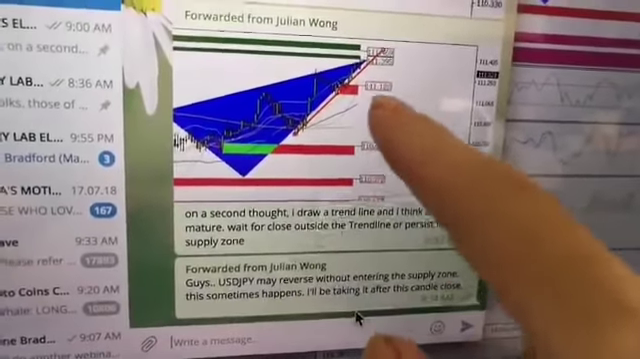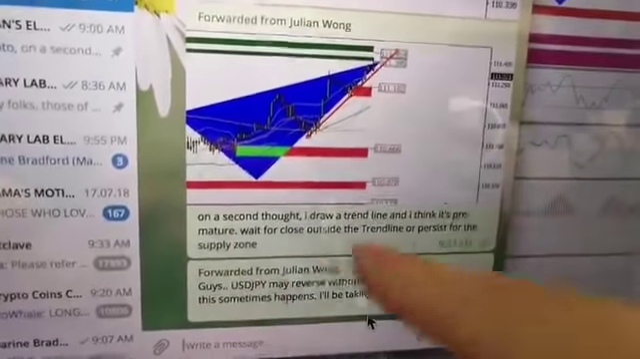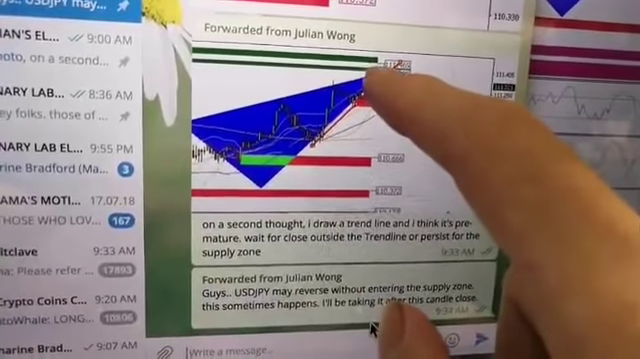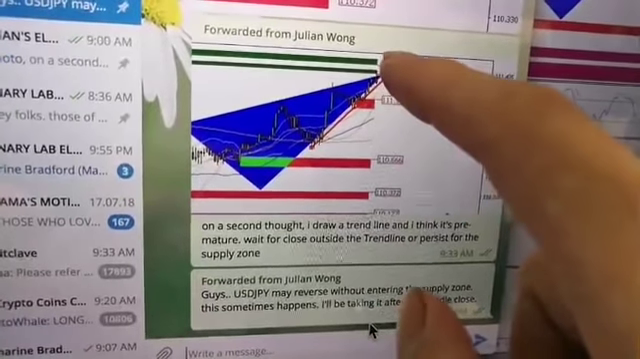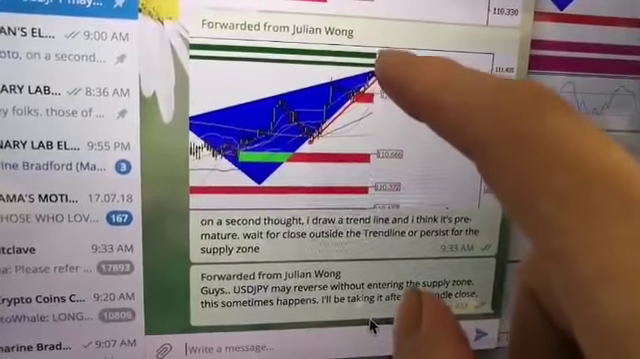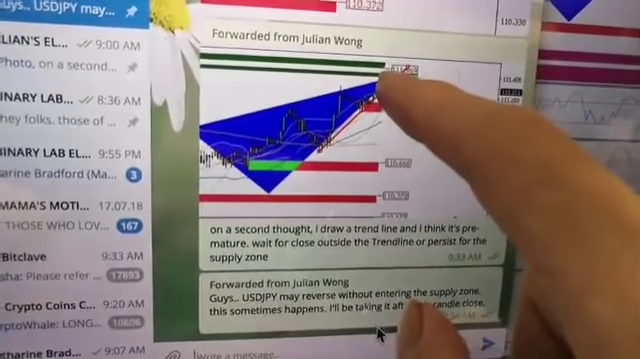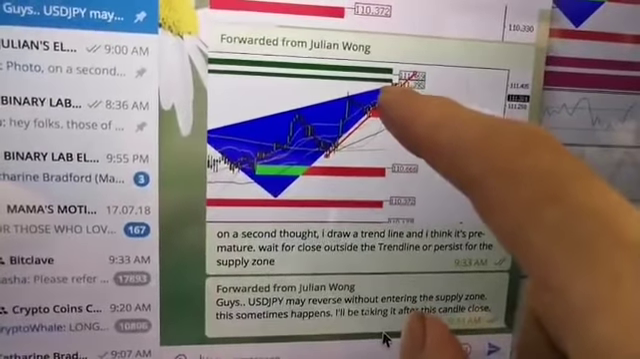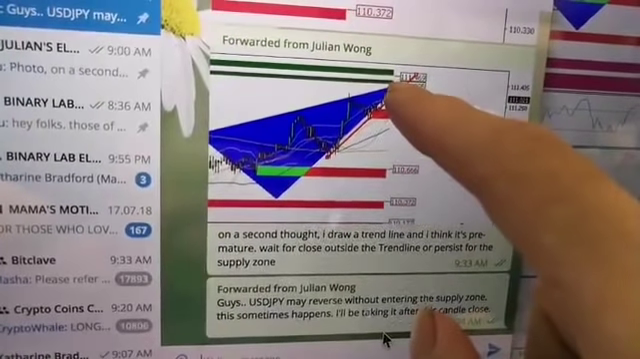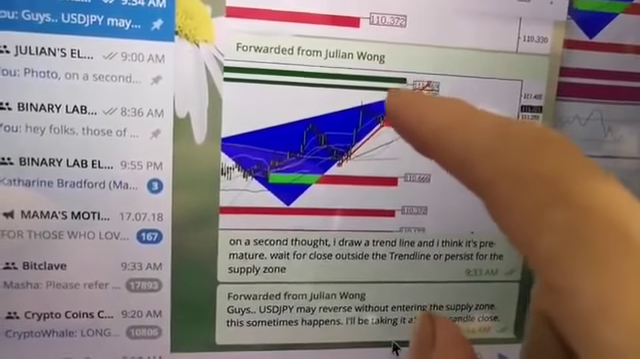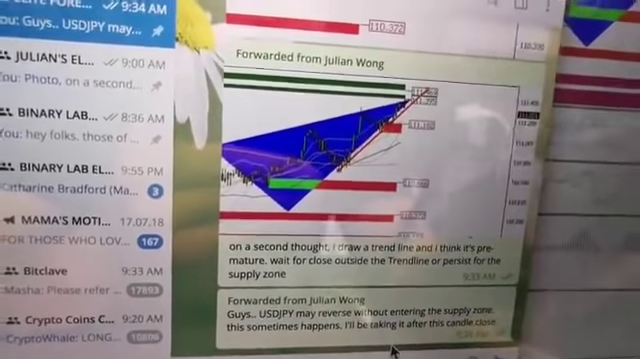Wait for the close outside the trend line or persist for the supply zone. So that still is in force. We're waiting for this one. And I also mentioned to my students that if it needs to close in this zone and it crosses this zone, it's no longer valid. It has to go to the next zone, in which case the stop is going to be taken on that one instead. So it's all very clear cut.